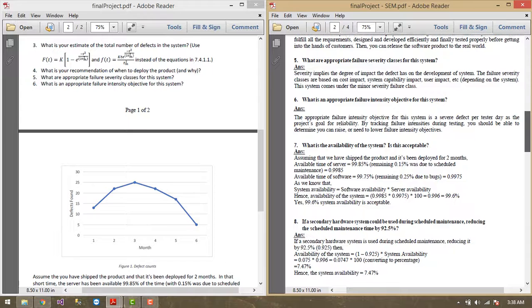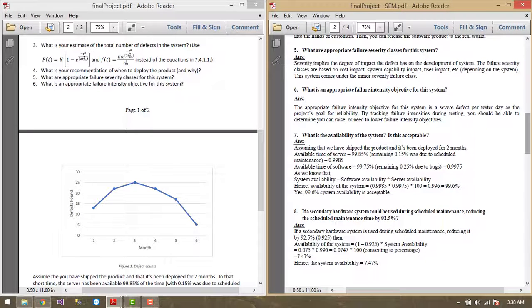Fifth question was, what are appropriate failure severity classes for this system? The severity means the degree of impact the defect has on the system. The failure severity classes are based on the impact of the cost, the impact of system capability, the impact on users, etc., depending on the system. So this system comes under the minor severity failure class, as cost and the system capability and the user impact is very low.